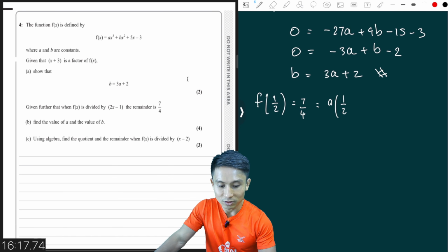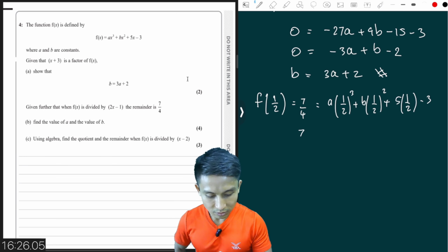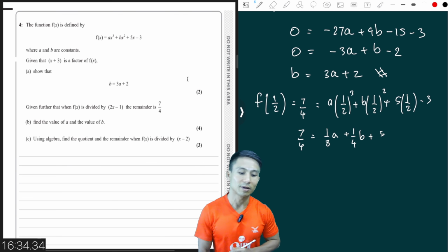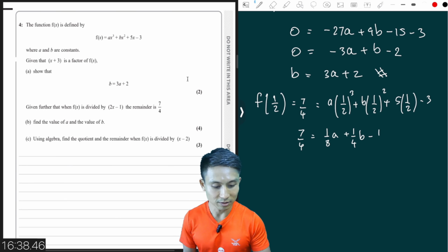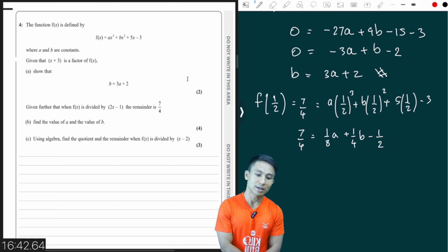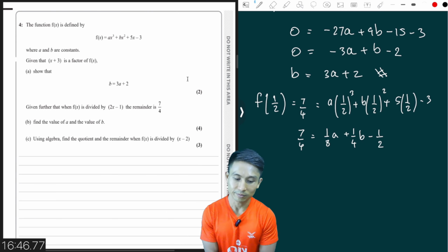So a times 1 over 2 cubed plus b times 1 over 2 squared plus 5 times 1 over 2 minus 3. So 7 over 4 equals 1 over 8a plus 1 over 4b plus 5 over 2 minus 3. So that's 5 minus 6, which is minus 1, divided by 2, right? So it's minus 6 over 2, yeah, minus 1 over 2.